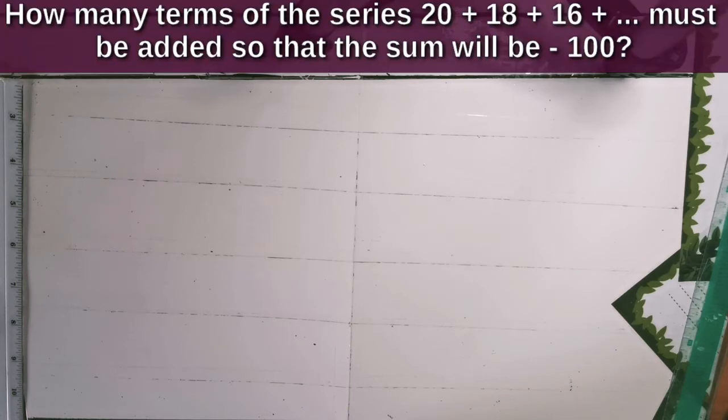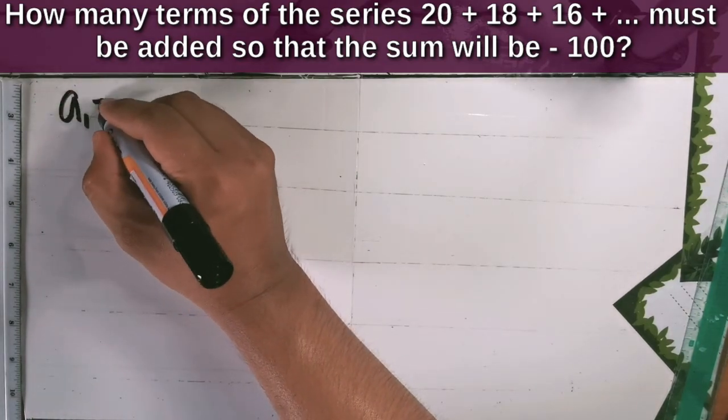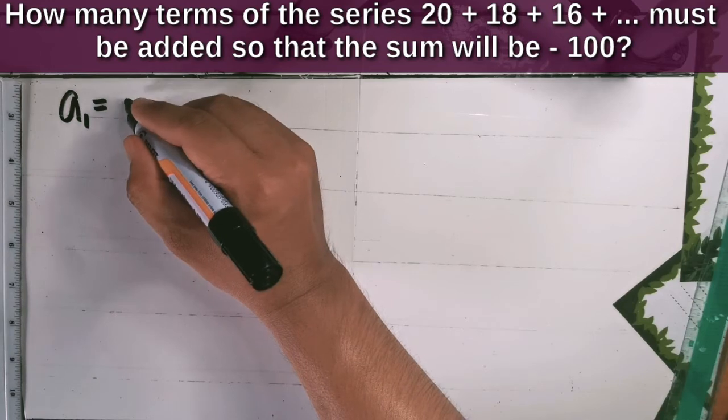What if we are looking for the value of n? How many terms of the series 20 plus 18 plus 16 plus so on must be added so that the sum will be negative 100? So let's write first the values. The first term, our a sub 1, is equal to 20.